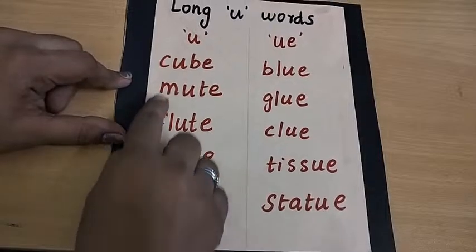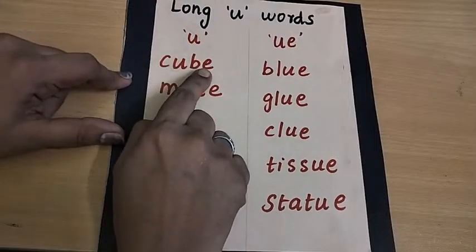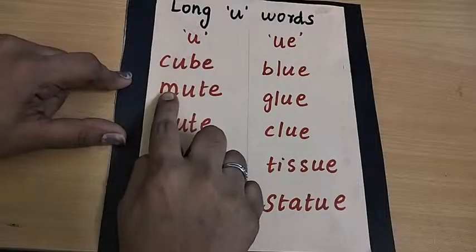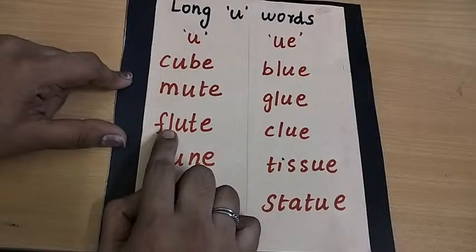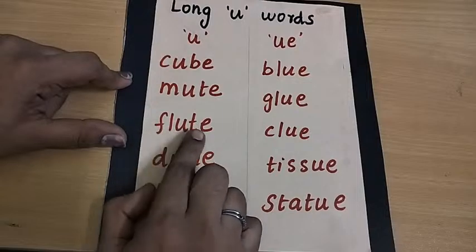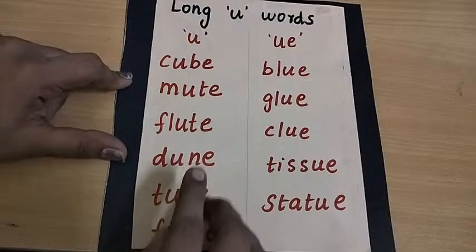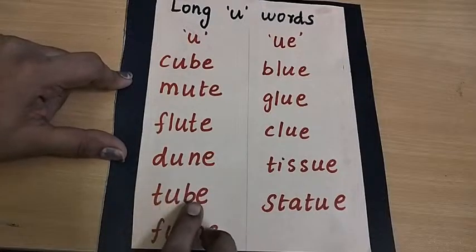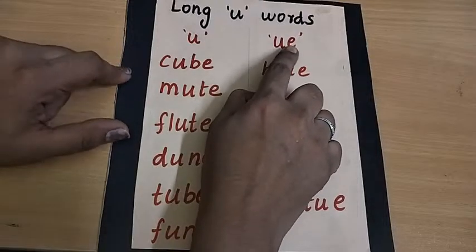Okay. So once again, I'll read all these words. C, U, B. Cube. M U T. Mute. F L U T. Flute. D U N. Dune. T U B. Tube. F U M. Fume.